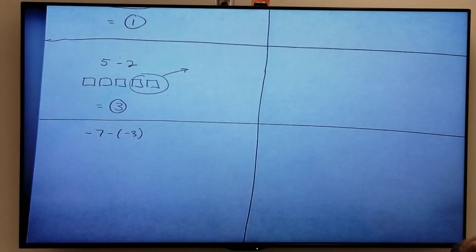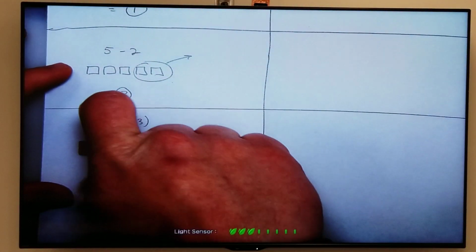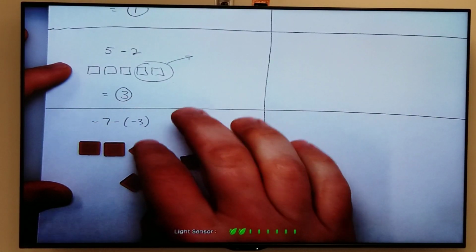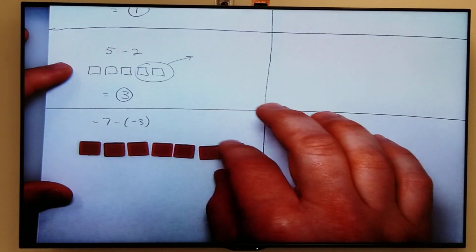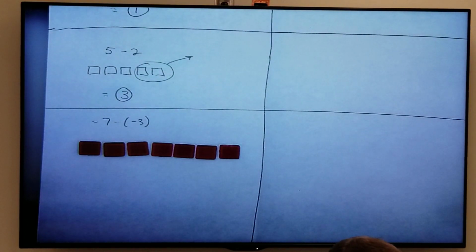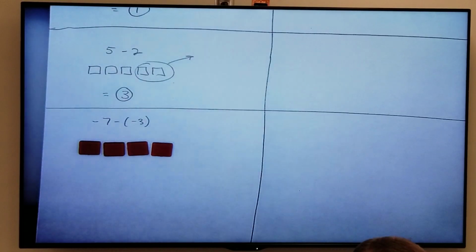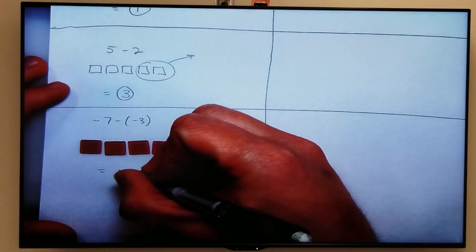I'm going to give you my solution. I've got to fish out 7 negative tiles. Okay, so I'm going to start off with 7 negative tiles. 4, 5, 6, 7. Okay, so I've got 7 negative tiles. And then I'm going to take away 3 negative tiles, right? I'm going to take away 3 negative tiles. And I end up with -4, right? I end up with 4 negative tiles. Okay. So this equals -4.